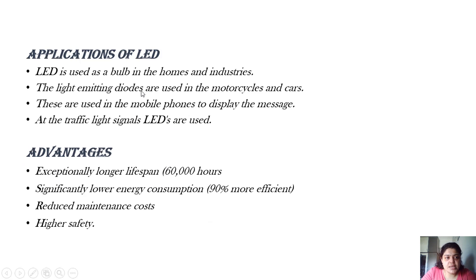Now let us discuss what the applications of LED are. LED is used as a bulb in homes and industries. They're used in motorcycles, cars, and in mobile phones to display messages. They're also used in television screens, right? And also in traffic light signals, LEDs are used. You can write 3 to 4 applications that you remember.